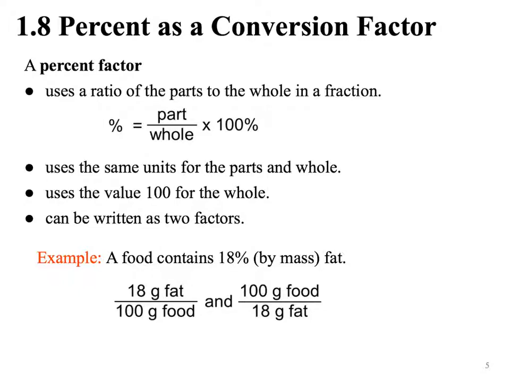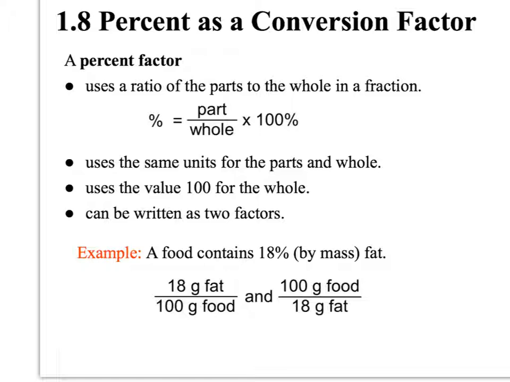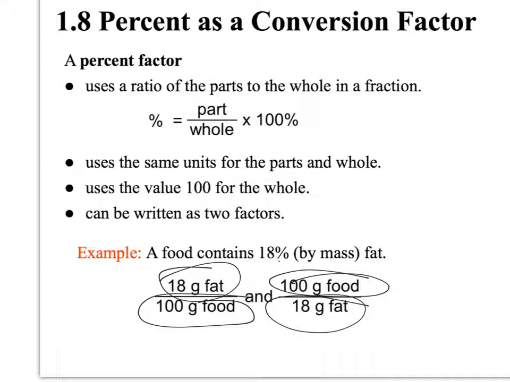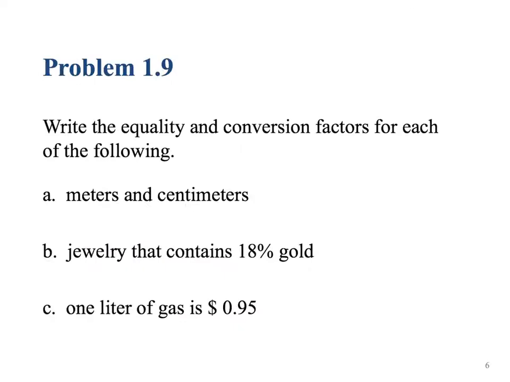A percent factor uses this ratio as the parts to the whole in a fraction. So for example, we can have part divided by whole times 100. An example: a food contains 18% fat by mass. We'll say 18 grams of fat for 100 grams of food, or we could say 100 grams of food for 18 grams of fat.